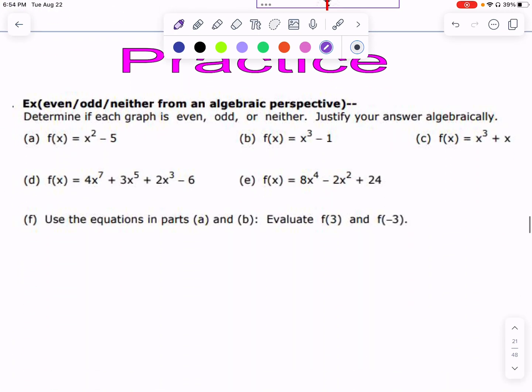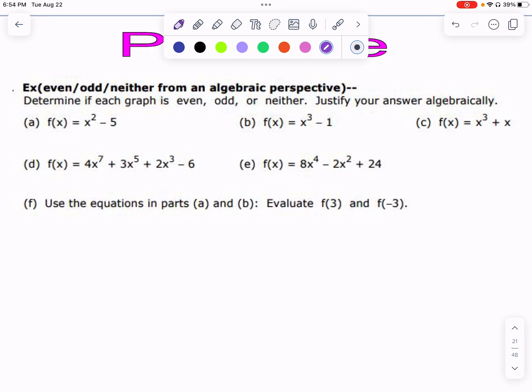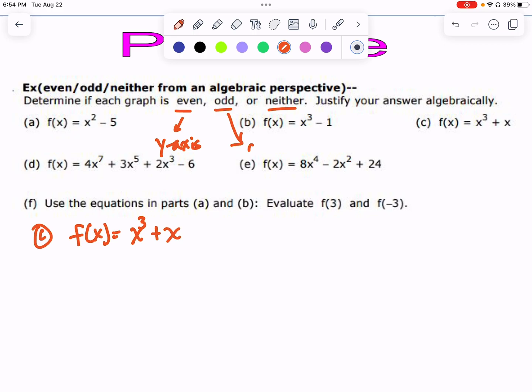Let me show you another example on the exact same topic. I do have 5 problems in front of me, A, B, C, D, E. Let's pick any one of them and work on it. I do know that C is a good example to work on. f of x equals x to the third power plus x. And I want to identify if it's even, odd, or neither. Which means, does it have y-axis symmetry? Does it have x-axis, not x, origin symmetry? And if it doesn't have any of them, we're going to classify it as neither.